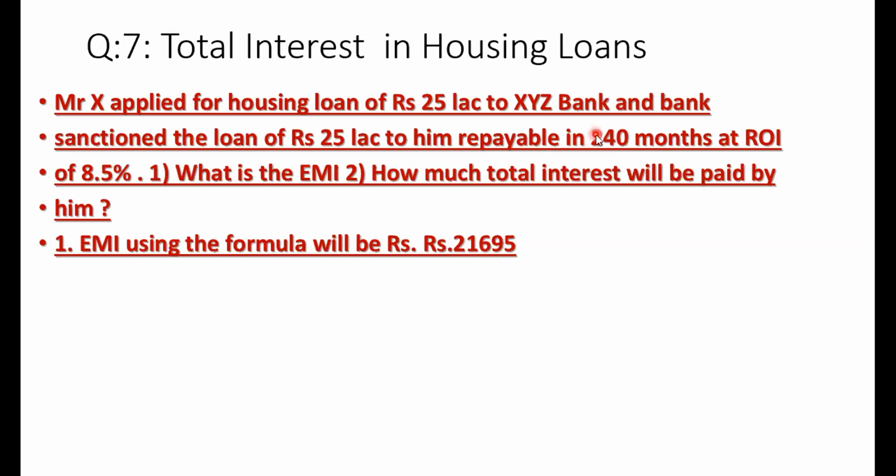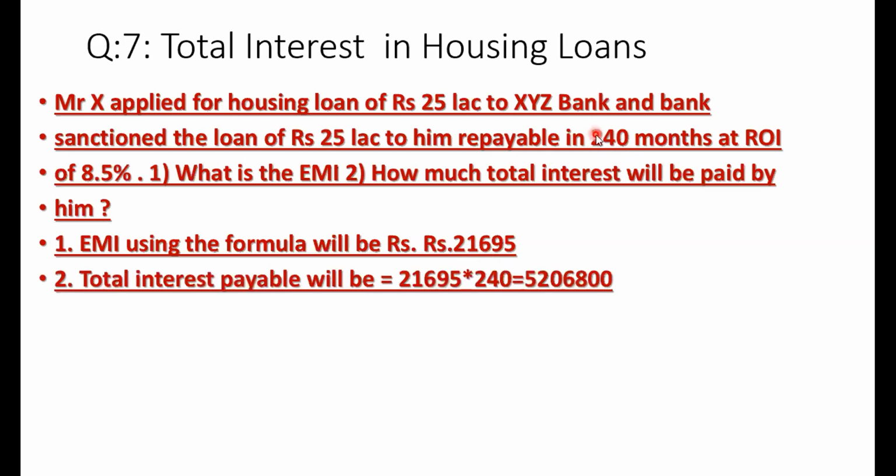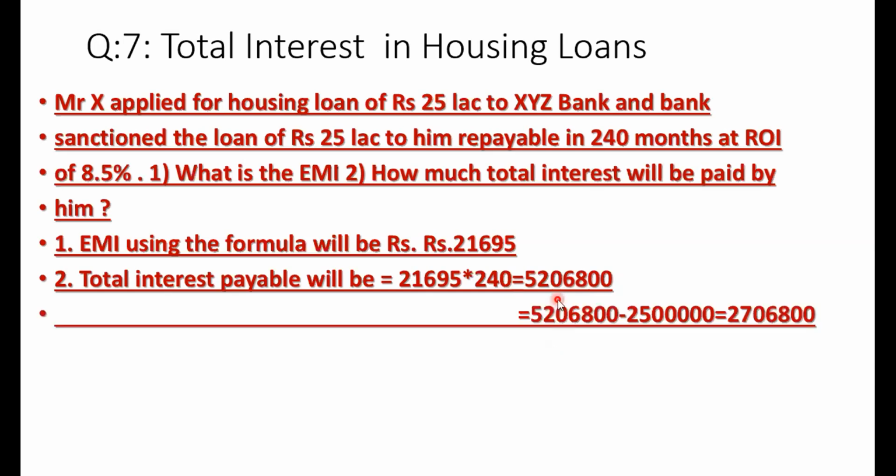And how many months is he paying? 240 months. Then you multiply 21,695 into 240. So overall he is paying, oh my God, 52 lakhs 6,800. But what is the loan? 25 lakhs. So the total interest payable, very easy, you minus 25. He has taken a 25 lakh loan, but it's a 20 year loan, so he ends up paying 27 lakh 6,800 as interest.